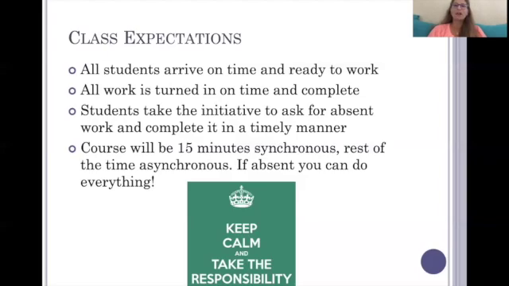I do expect all work to be turned in on Canvas on time and complete to the best of their ability. You have 1 chance to submit something, so make sure that you're doing it to the best of your ability the first time you do it.